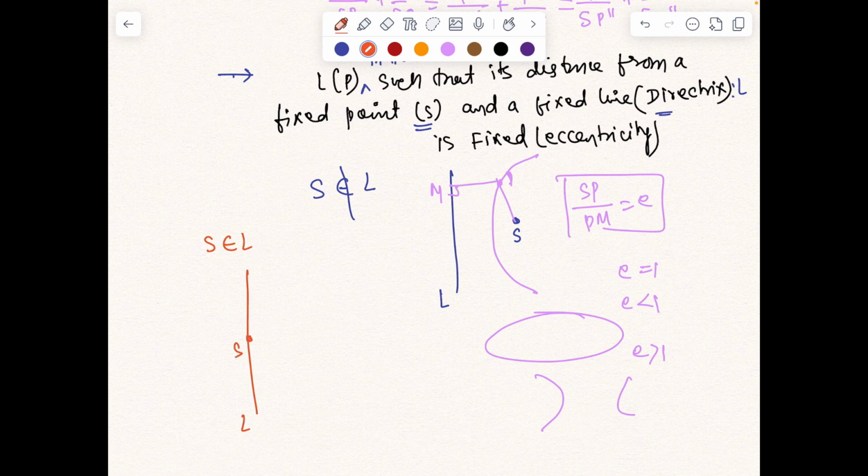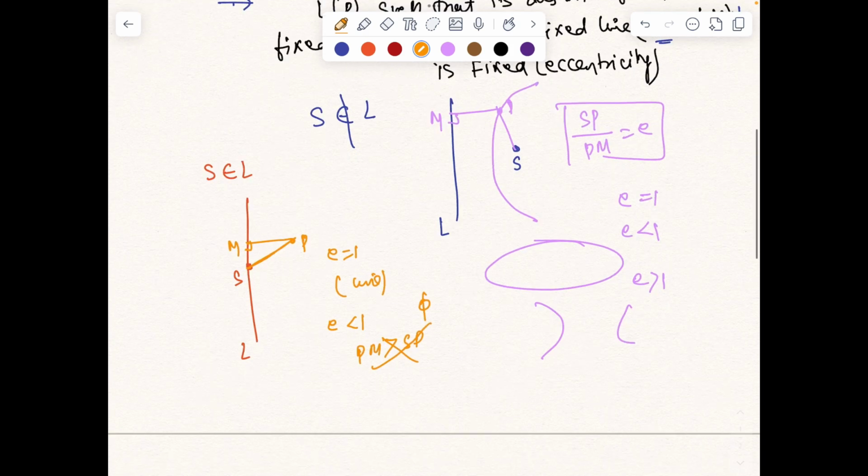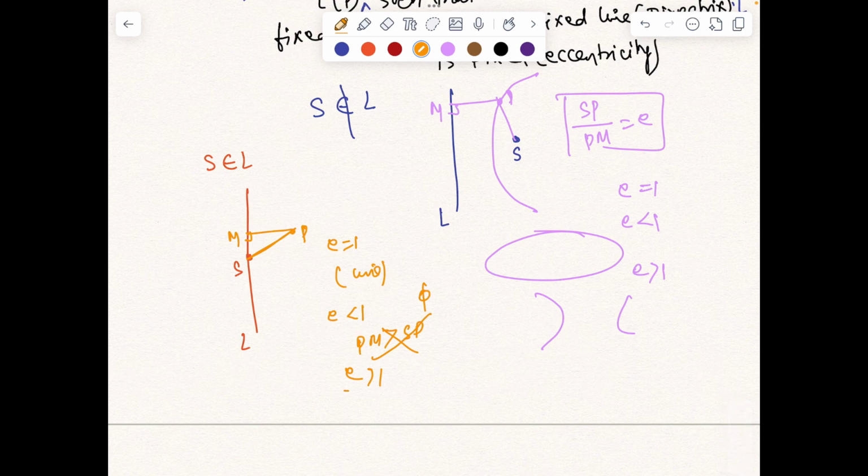So when the focus lies on the directrix line, under this situation, if I have any point P such that SP and PM lengths are equal, e equal to 1 will give a line, a pair of intersecting lines. e less than 1 is not possible because you want PM to be greater than SP, so that will give an empty set, and for e greater than 1 you will get two intersecting lines at an angle theta.